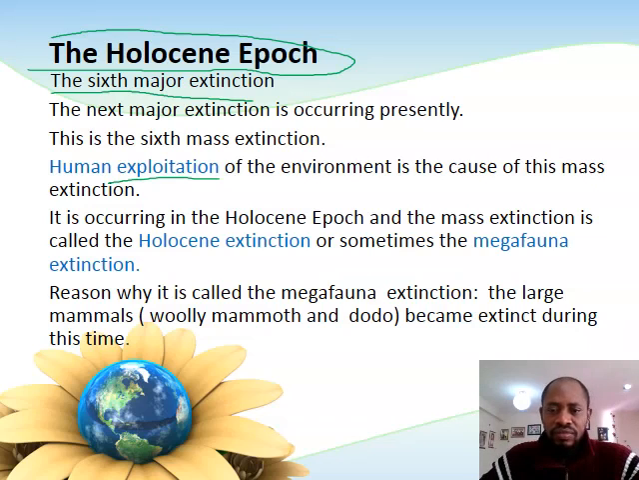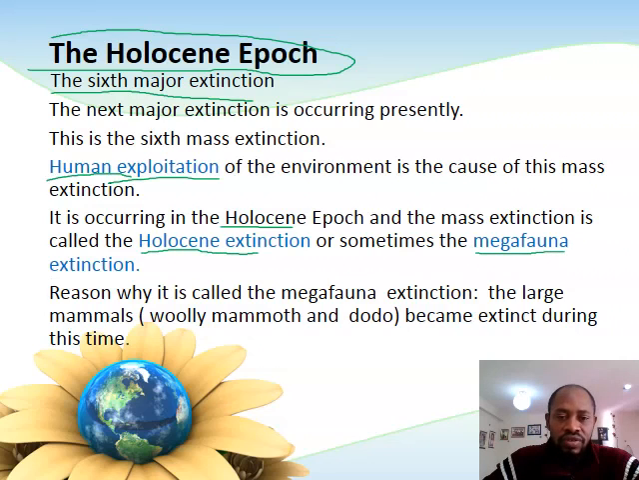All of this is leading to massive extinction, such that it can be rated among the 5 mass extinctions that already occurred. And it's going to turn out surely to be one of the greatest mass extinctions ever witnessed. Now, it is occurring in the Holocene Epoch, and that's why they also call it the Holocene extinction or the megafauna extinction. The reason why they call it the megafauna extinction is that it witnessed the disappearance of the woolly mammoth.